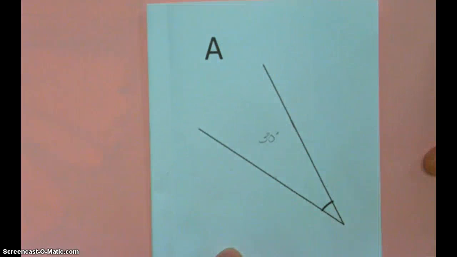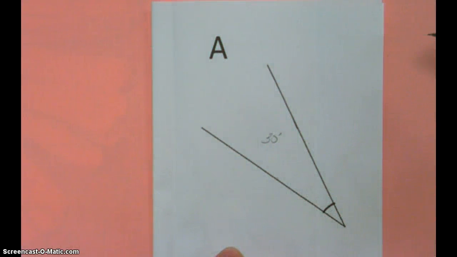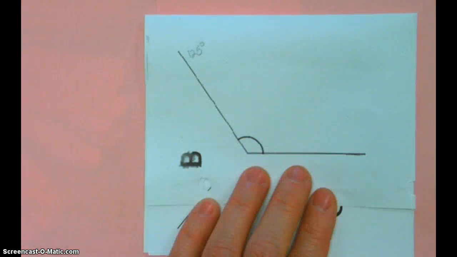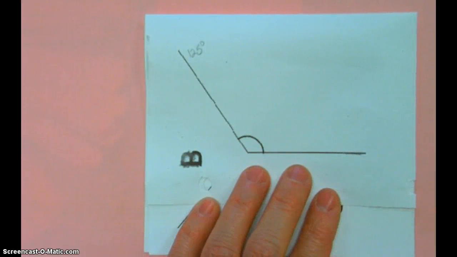So I'd like you to continue this process with B, C, and D and see what you come up with. Use your protractor, measure the angles. So now would be a good time to pause. So pause the video and play me when after you've already measured all of your angles.